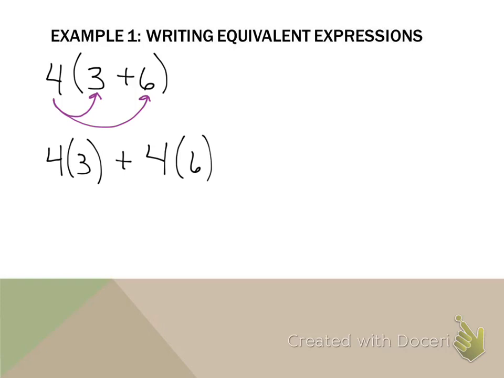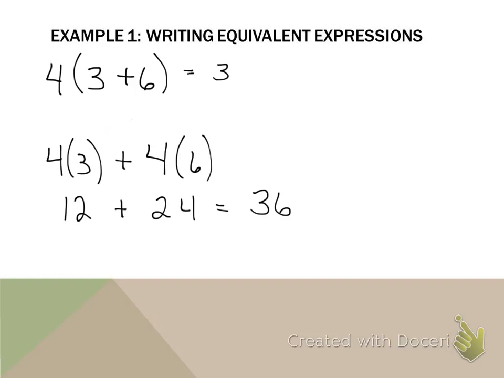Now you're going to solve both of them, and if your answers match up, you know that you've done it right. So what's 4 times 3? 12. What's 4 times 6? 24. What's 12 plus 24? 36. All right, now let's go back up to the first one. What's 3 plus 6? 9. What's 4 times 9? 36. So since I got the same answer for both, I know that I wrote my equivalent expression correctly. And that's how I would solve it.